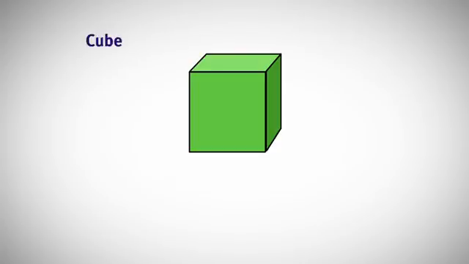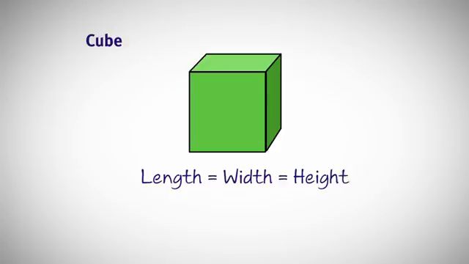Let's now examine cubes. A cube is a box in which all sides are squares. Every edge in a cube has the same length. So length equals width equals height. Therefore, to find the volume, we need only find the length of one side and raise it to the 3rd power. So the volume is equal to one side cubed. So let's try a problem.